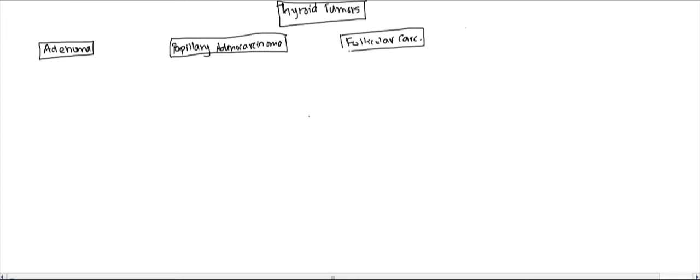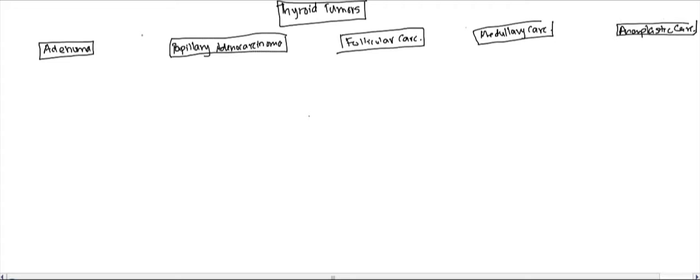Then we have a papillary adenocarcinoma, which is malignant. Then we have a follicular carcinoma. I'm just going to abbreviate that. Then we have the medullary carcinoma. And finally, we have the anaplastic carcinoma.